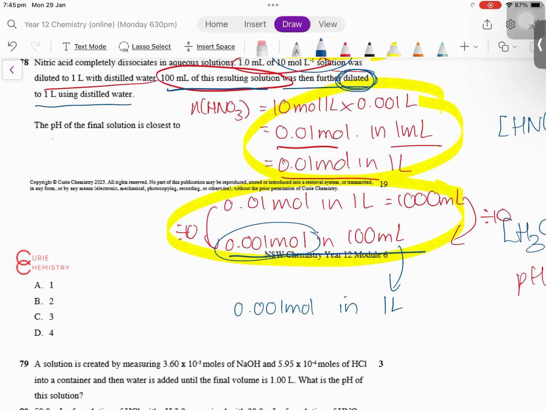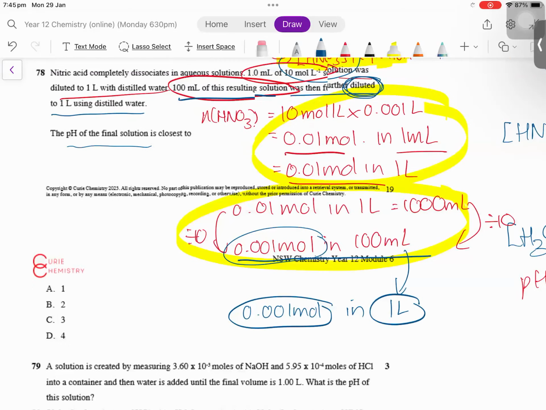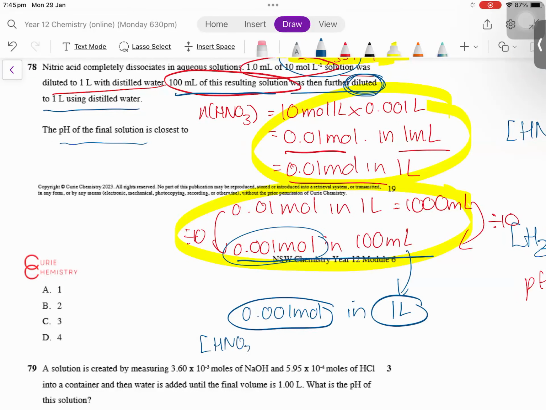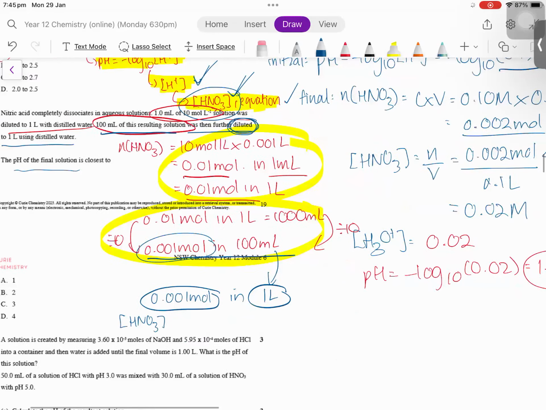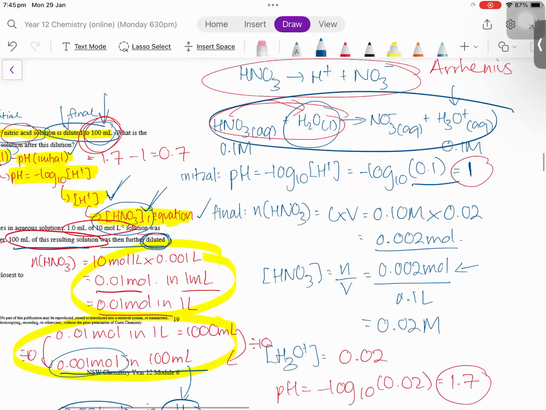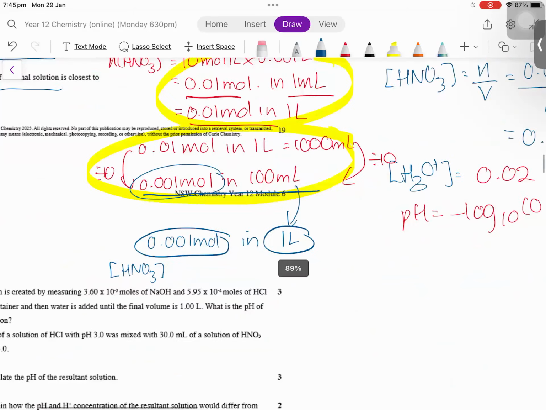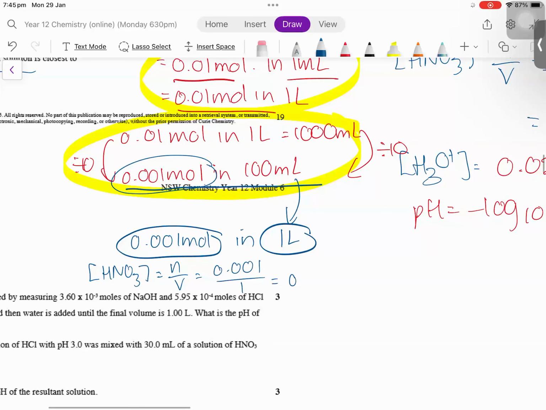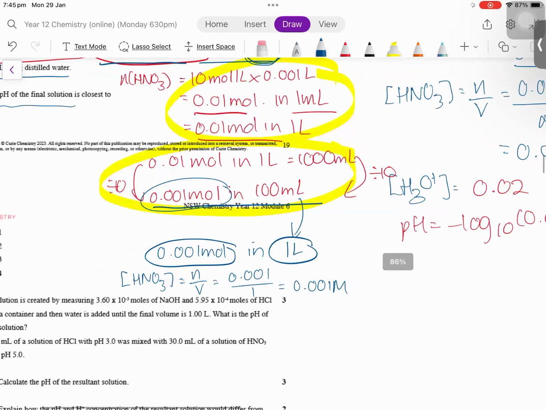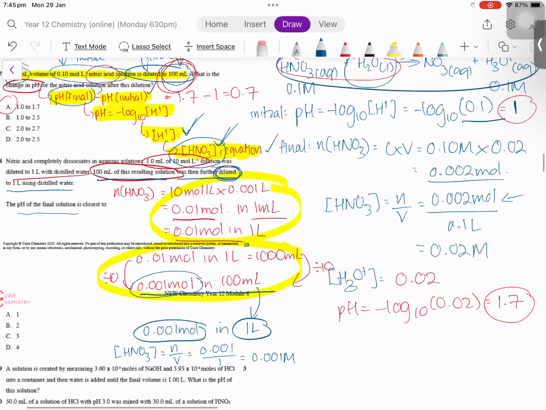And then the next sentence is the pH of the final solution is closest to, which means I've gotten to the end of my scenario. There's no more volume changes. There's no more mole changes to keep track of. This is my final moles. This is my final volume. So I can go ahead and now calculate my concentration. So concentration of the acid, HNO3, you can write out the equation again. It's this equation here. The concentration of the acid is n on V, which is 0.001 on 1, which is just 0.001. And then based on that equation, it's a 1-to-1 ratio with the protons.